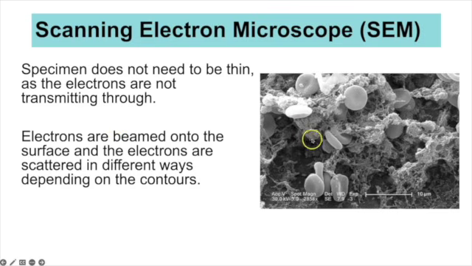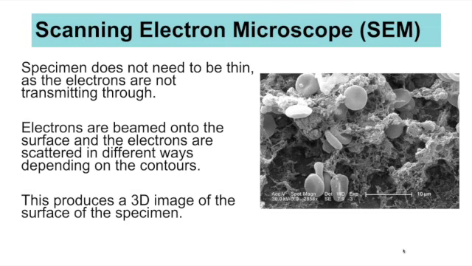Instead, the electrons are beamed onto the surface, and the electrons scatter in different ways, so they reflect backwards in different ways depending on the contours of your specimen. And this is what produces a 3D image of the surface of the specimen.